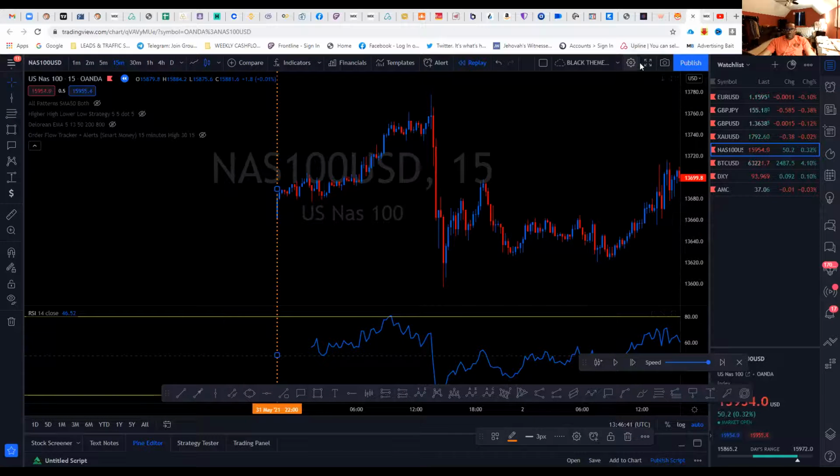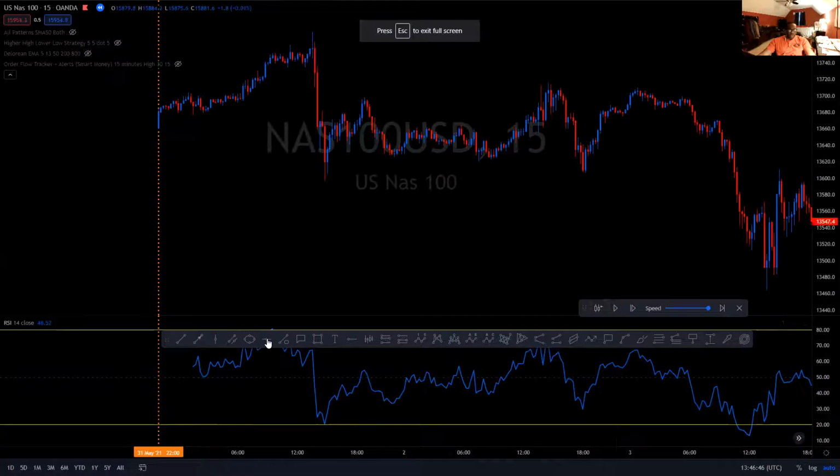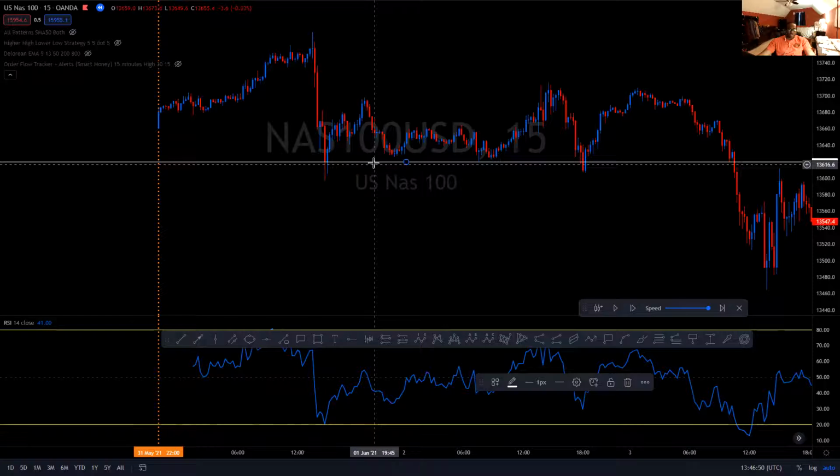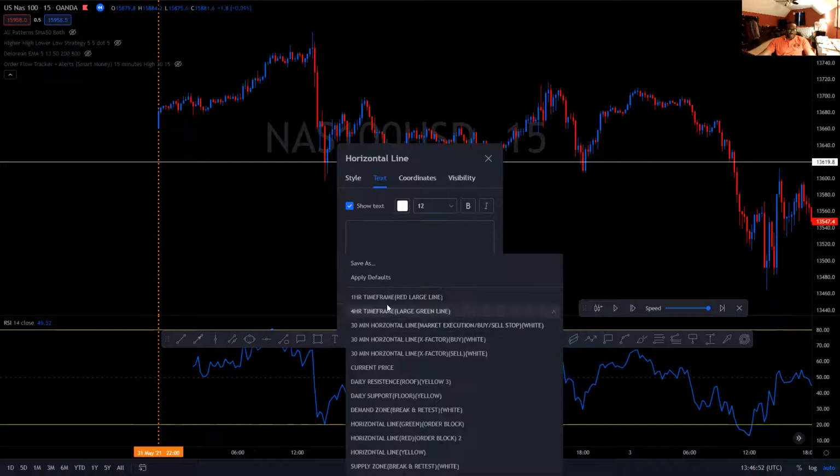All right, so here we are, right at the beginning here. So then we're going to start marking up our market structure based off the imbalance candles, the imbalance moves. So that's what we're going to do. I want to make this yellow.